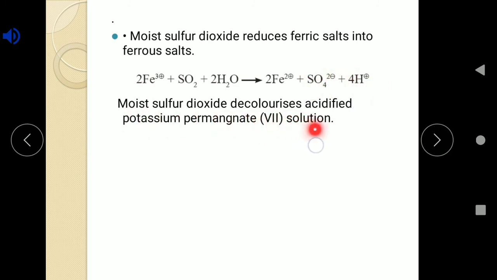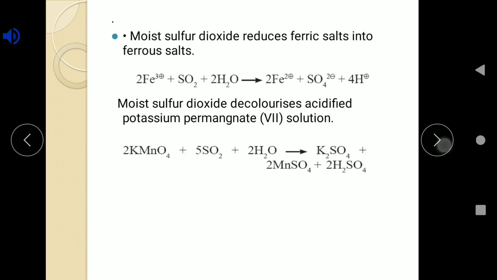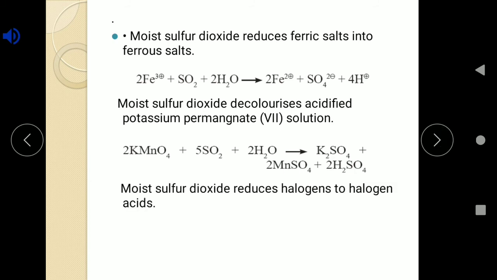My sulfur dioxide decolorizes acidified potassium permanganate solution. Decolorization is an indication of reduction being brought about by sulfur dioxide. KMnO4, as you know, is a dark pink colored solution. When it is treated with moist sulfur dioxide, it gets converted into potassium sulfate, manganese sulfate, and sulfuric acid. Thus, its color disappears, and we can say it is a reduction reaction.